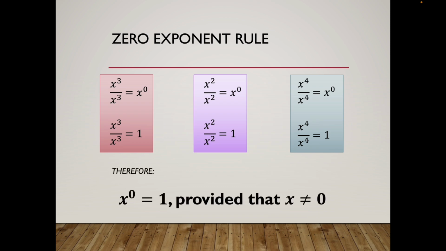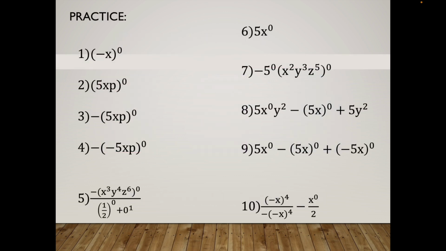So the rule is that x to the power of 0 is also equal to 1, provided that x does not equal 0. Here are some examples for you to practice, so I encourage you to pause this video if you would like to check your answers. I will go and speak about the solutions on the next slide.